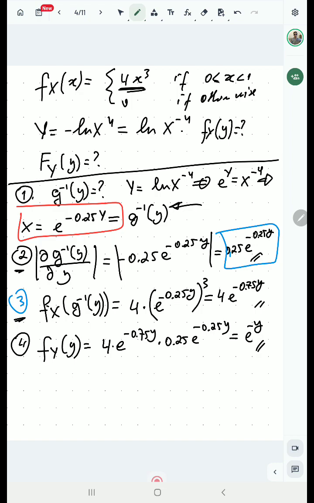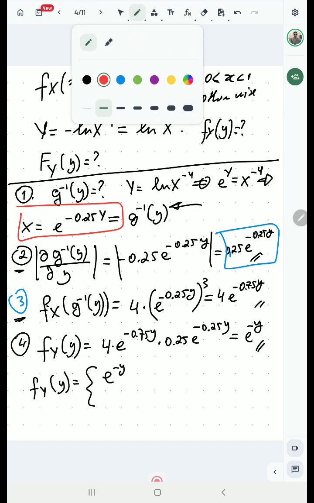Now let's have a look at the boundaries of this. Indeed, this is the case, so we can rewrite it in this way. We have to say that f_Y(y) is equal to e to the power -y, where y goes from 0 to positive infinity. Why? Because look at the boundaries here.